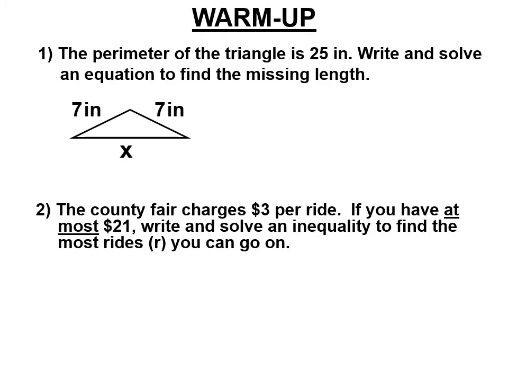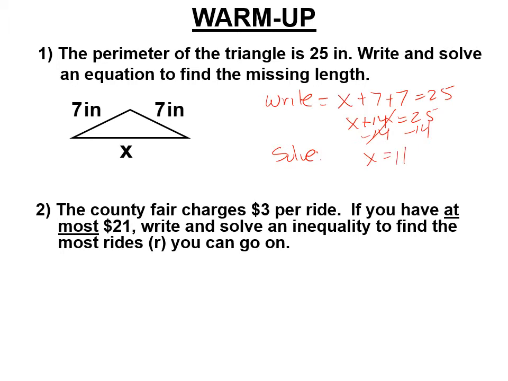11.6. So the perimeter of a triangle is 25 inches. Write and solve an equation to find the missing length. This time instead of L, which I had done before, I wrote X. So it's the missing length X plus 7 plus 7 equals 25. We can add the 7s, and we get X plus 14 equals 25. Now, we solve that. We could do it in our head, but let's just remind ourselves how to solve an equation. You subtract 14 from both sides, and the missing length here looks like it's 11 inches.